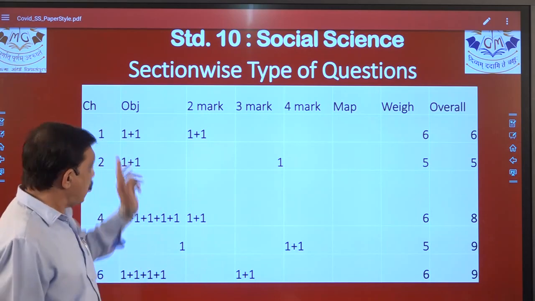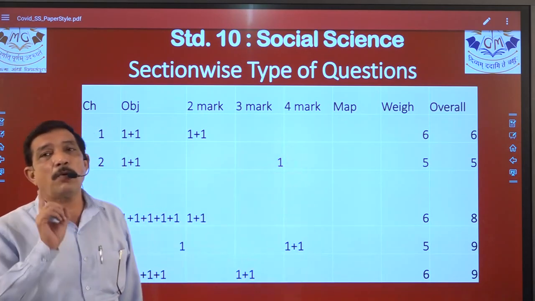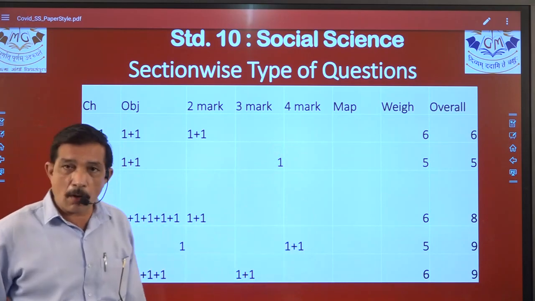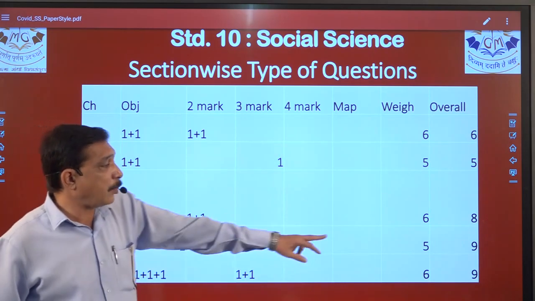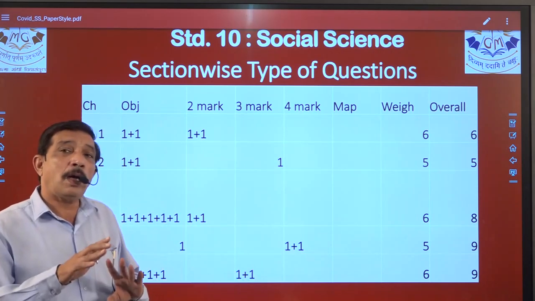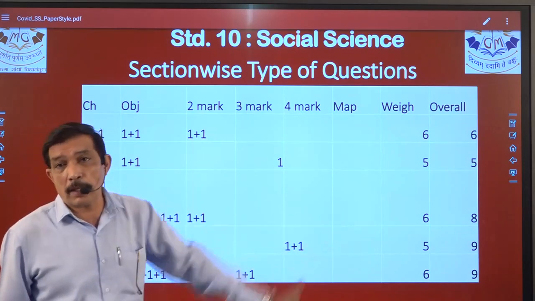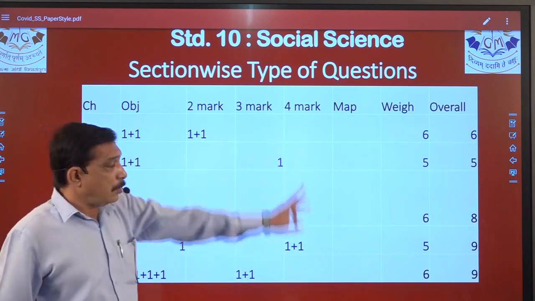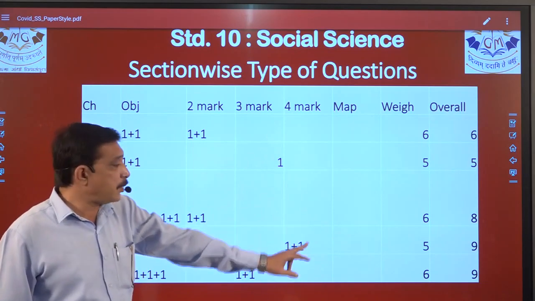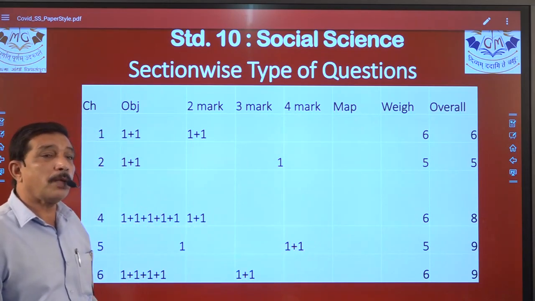Chapter number 5, it will have 1 objective, but it will have compulsorily 4 mark 1 question, plus an additional option will also be given over there. So that makes a compulsory 5 mark, right? But if you attempt that option of that same chapter also, then you can score 9 marks over there, right? So please students, please mention that a 4 marks compulsory question is going to be asked from chapter number 5.